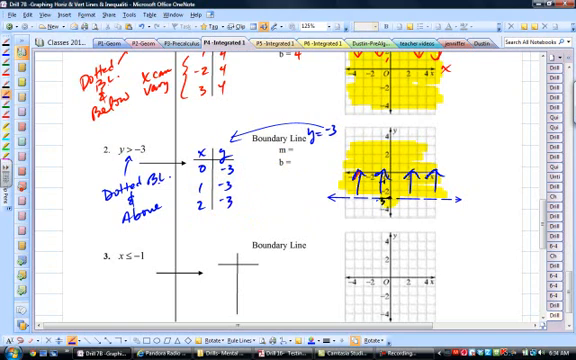So 0, negative 3 is right here. 1, negative 3 is here. 1 right, down 3. 2 right, down 3 is right here. Plot the points, or write it into the equation.